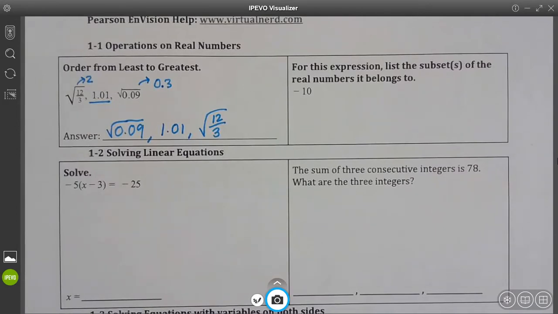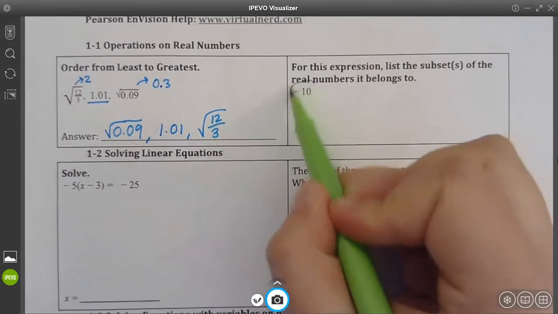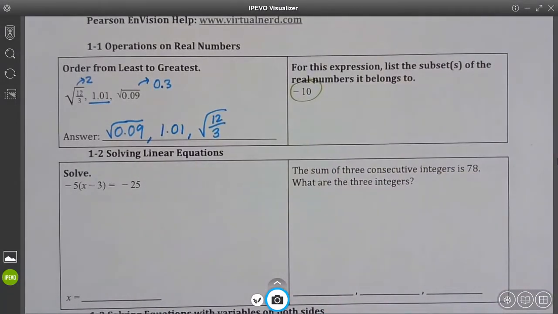And then the next problem in this one is asking us to list the subsets of the real numbers this negative 10 belongs to. And for this problem, I'm going to use a diagram that I'm going to put up on the screen to help us kind of talk through this problem. But we got to remember, we want to list the subset of real numbers that it belongs to.